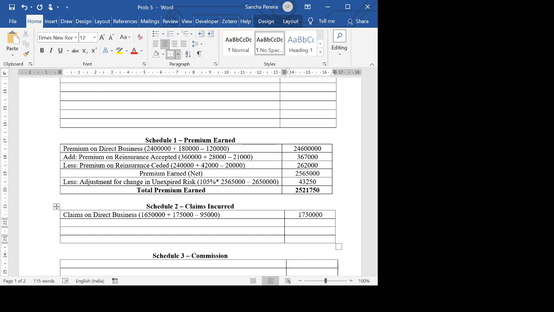Now we need to be a little careful with claims. There is an adjustment that says that there are some expenses towards the claim. Legal fees inclusive of 20,000 in connection with the settlement of claims. Since it's in connection with the settlement of claims, add expenses in settlement of claims. And how much is that? 20,000. That has to be added.